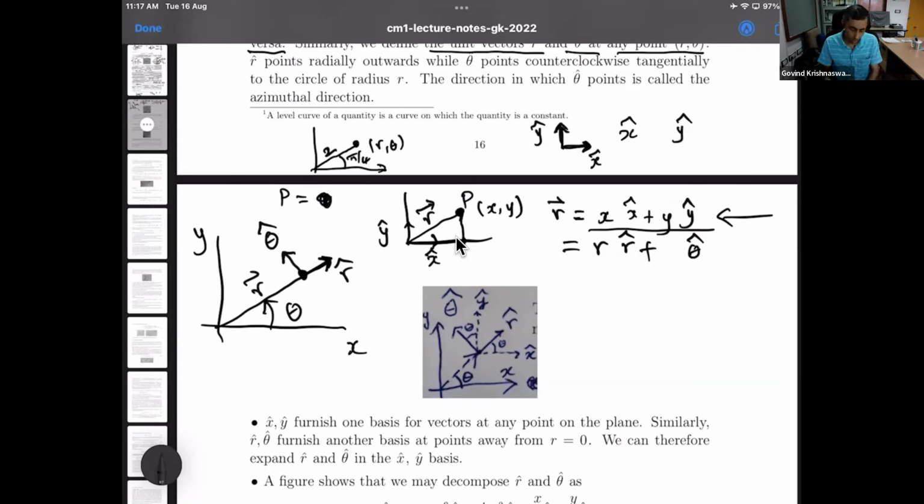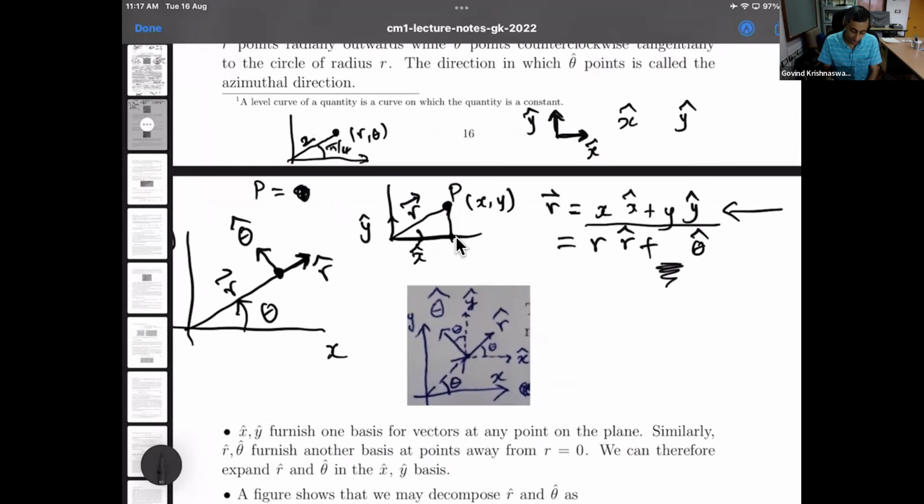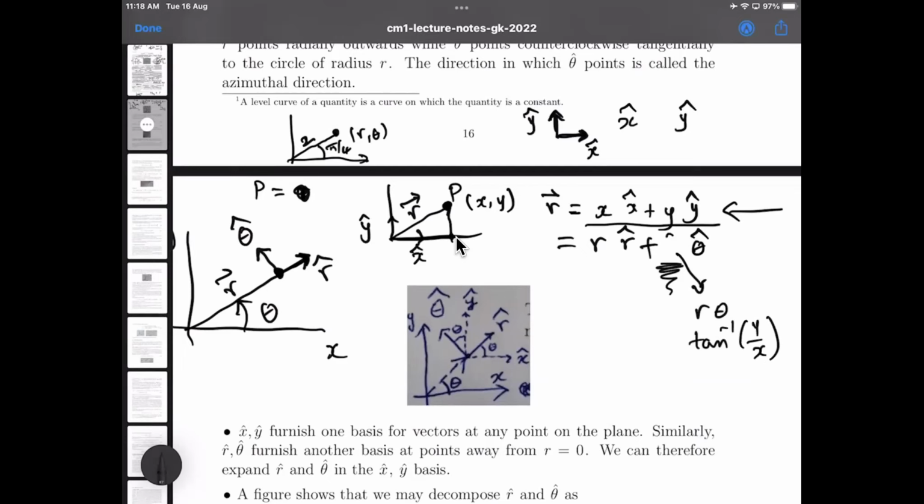Now please give me a suggestion. What am I to put here? Tan inverse y by x. Sahil has given a suggestion, but please try again. Look, the vector we are wishing. R theta, something like r theta, is it? You have got r times theta. No. Zero is a better suggestion.